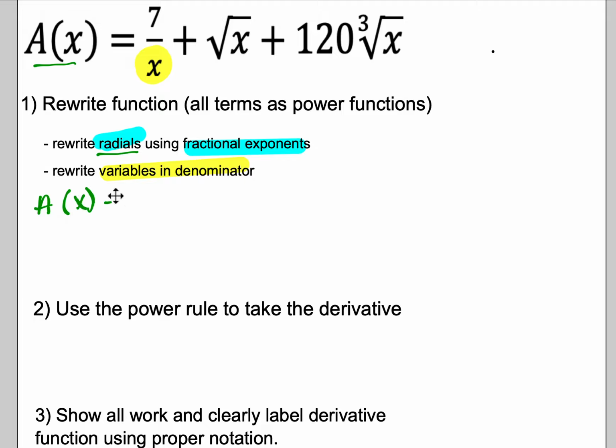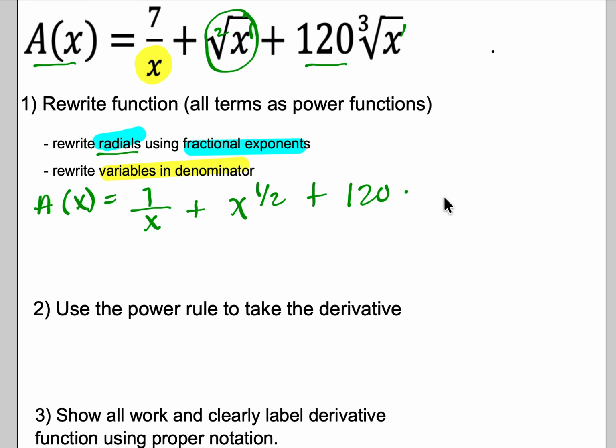So a of x is equal to 7 over x. Now I'm going to rewrite this term with a fractional exponent. That's the square root of x. So plus x to the 1/2. Now I'm going to rewrite this term, plus, here's my constant, 120 times, this is x to the 1/3. All right. So now the next part, I rewrote my radicals with fractional exponents. Now I want to deal with this term here.